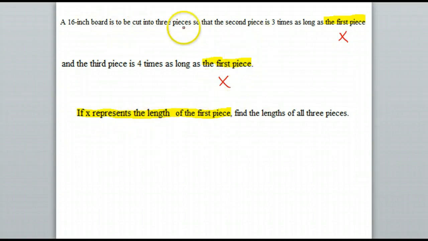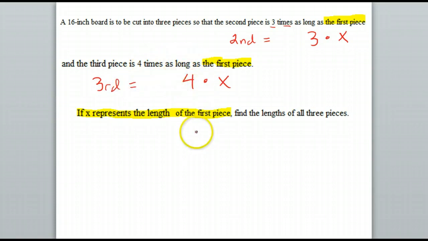Alright, now we need to make a sentence right here, or an equation. The second piece equals 3 times as long as the first piece, 3 times X. So the second is 3 times X. The third piece is 4 times as long as the first piece, so that means 4 times X.